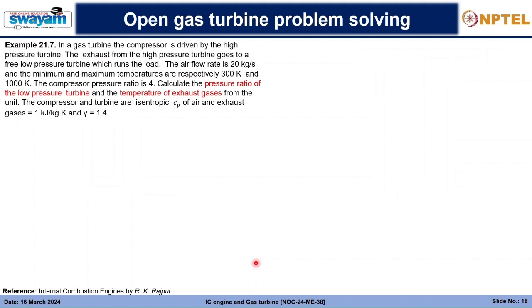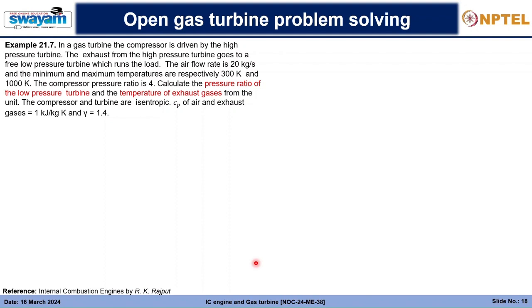Next, we have the last question of today's session. In a gas turbine, the compressor is driven by a high pressure turbine. Exhaust from the high pressure turbine goes to a free low pressure turbine which runs the load. There are two turbines, meaning it's a reheating cycle. The airflow rate is 20 kg per second, and the minimum and the maximum temperatures are respectively 300 Kelvin and 1000 Kelvin. The compressor pressure ratio is 4.